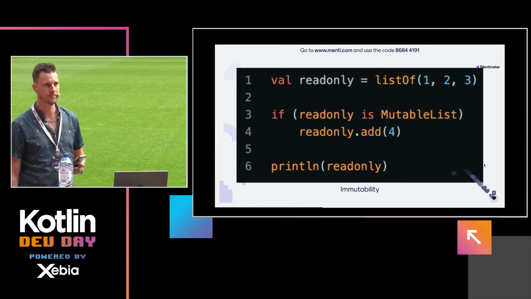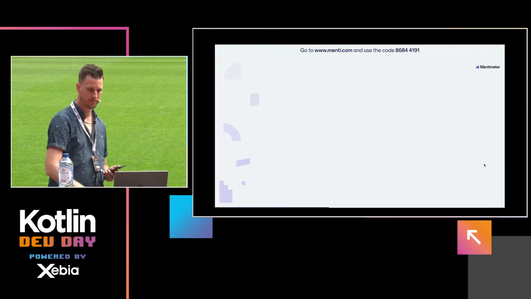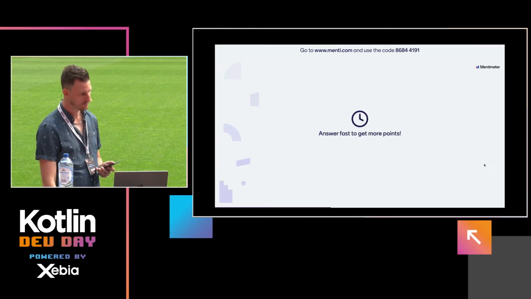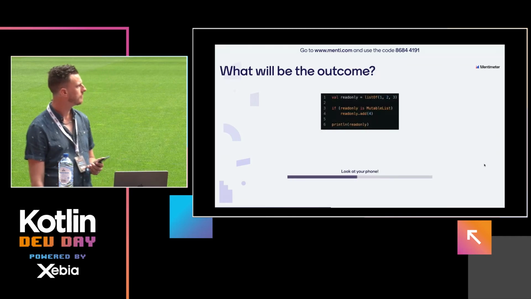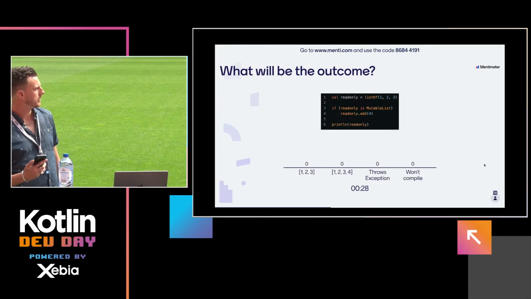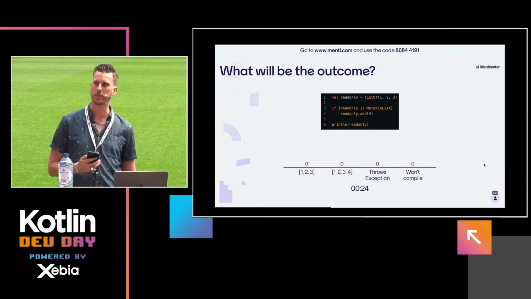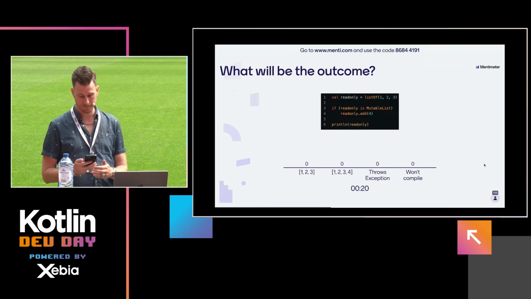How about this one? Also a nice topic, immutability. Creating a list, trying to add an element when it's a mutable list. What will it print? Or maybe it won't compile, or throw an exception.